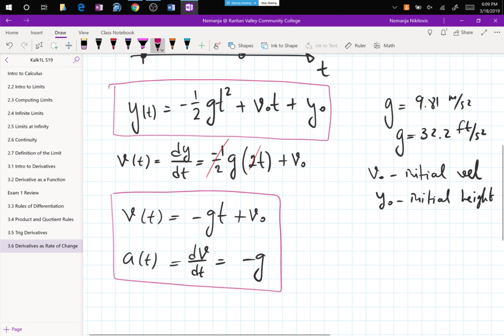The units still work, right? Meters per second squared, meters per second squared. This is meters per second. Meter per second squared times second, one of the seconds dies, you get just meter per second, and then meter per second, great. So it all works out. So these are the equations.